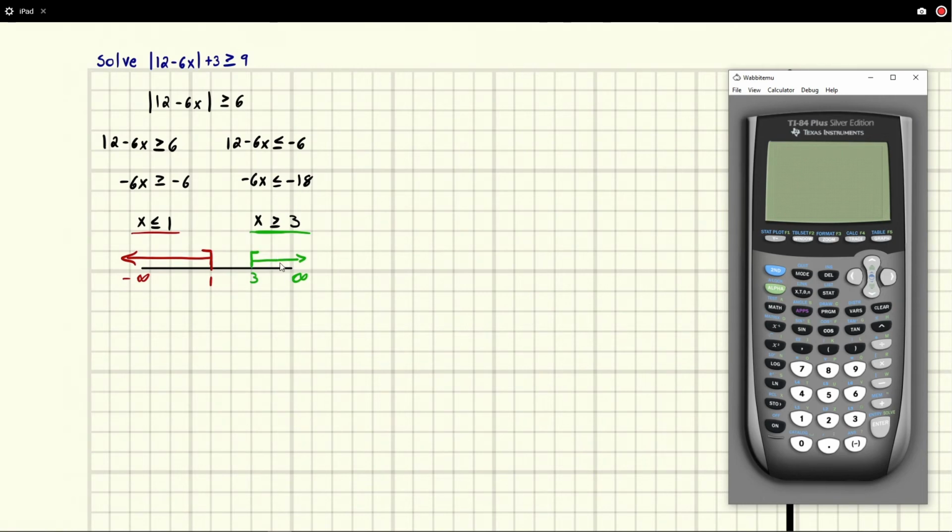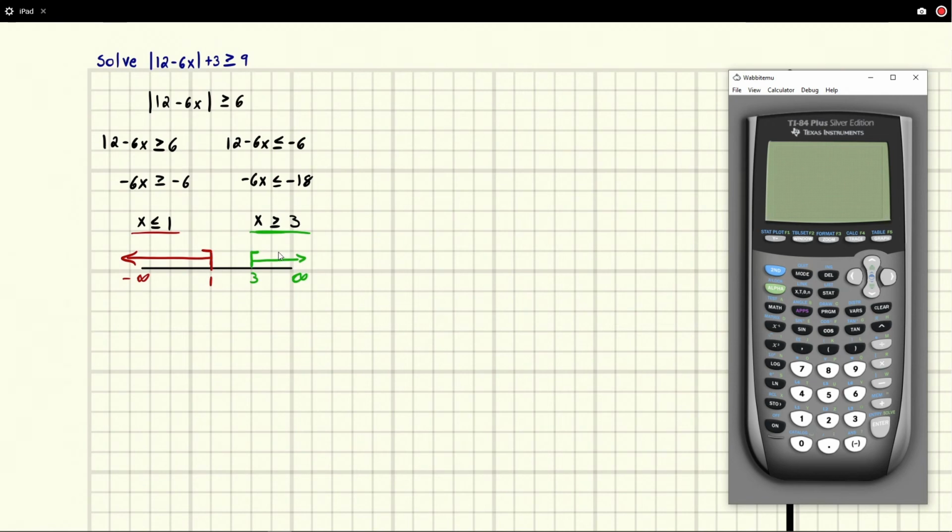So over here, we need to check something. Let's check 5. Why not? Or let's check 4, because 4 is in the interval. So we're going to have 6 times 4. That's 24. It's negative because of this negative sign. So negative 24. 12 minus 24 is negative 12. Absolute value is going to be positive 12, plus 3 is 15, which is also greater than 9.